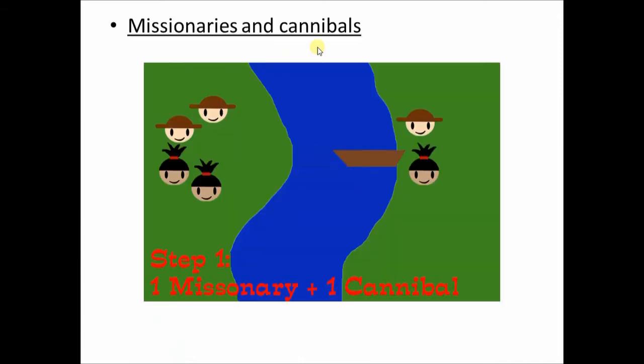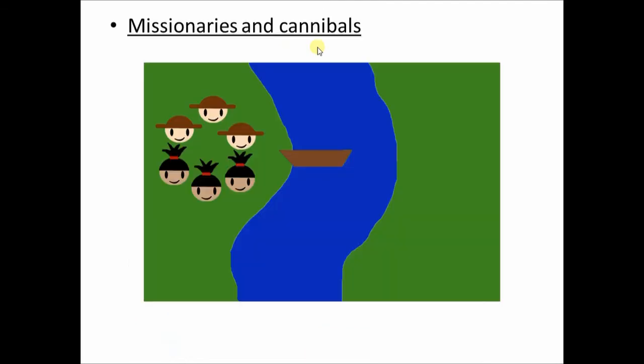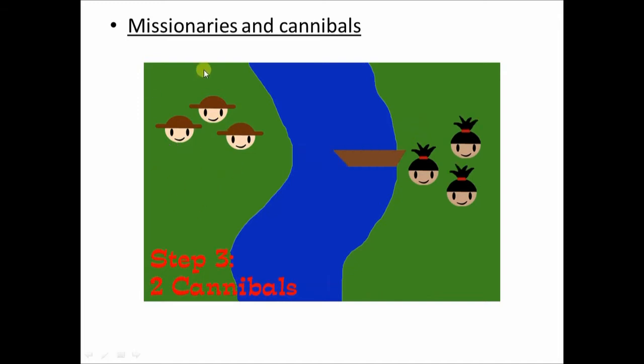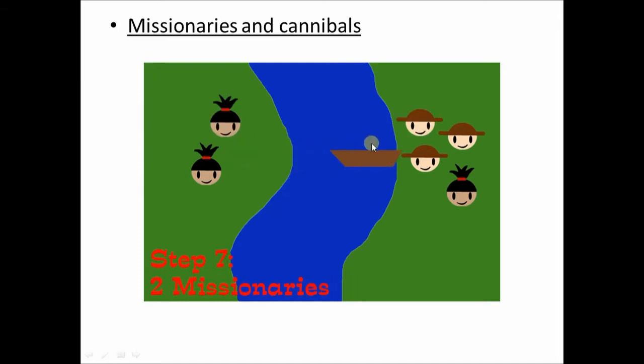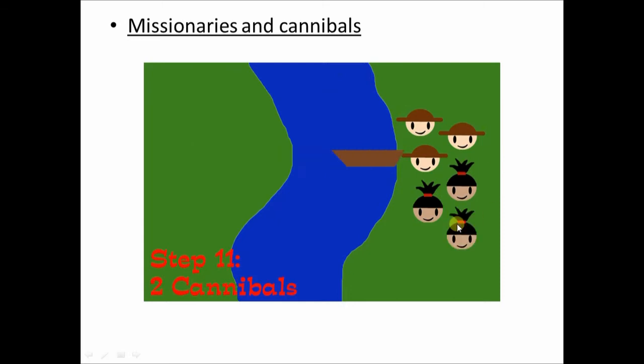Now another problem that is very common is missionaries and cannibals. I will repeat this. In this problem, as you can see, there are initially 3 missionaries and 3 cannibals on one side of the river bank. There is only one boat and 2 people can travel at a time. Their aim is to move from bank A of the river to bank B of the river.